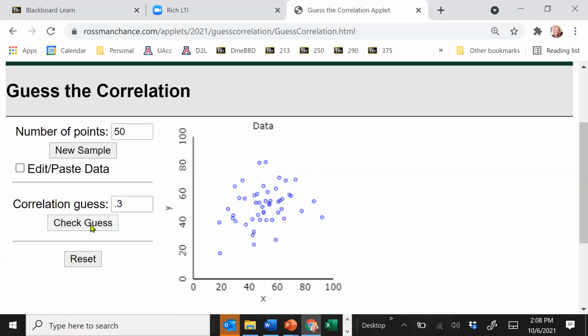And now I'm going to check my guess. Not too bad, 0.257. So this is almost a weak relationship. So take a look at it. Now you know what a weak relationship looks like, and let's get a new sample.